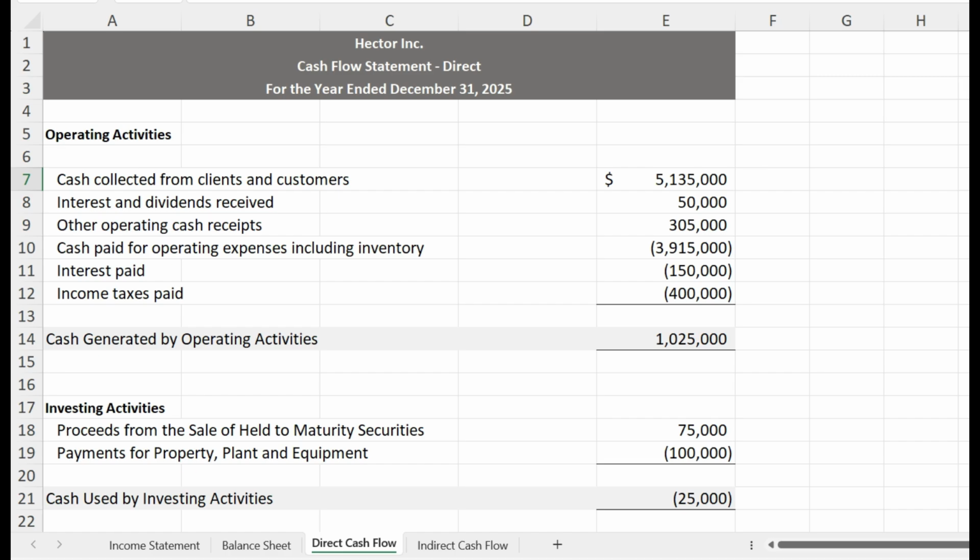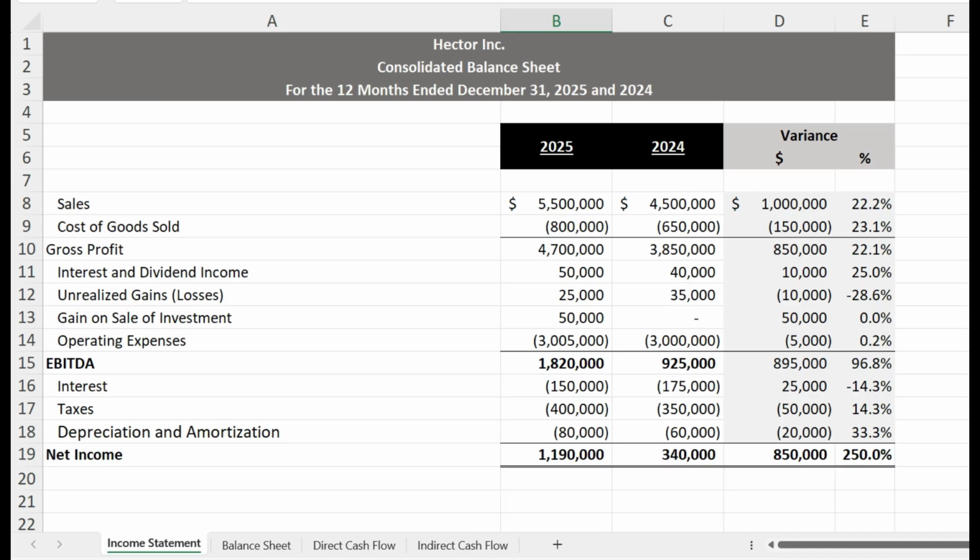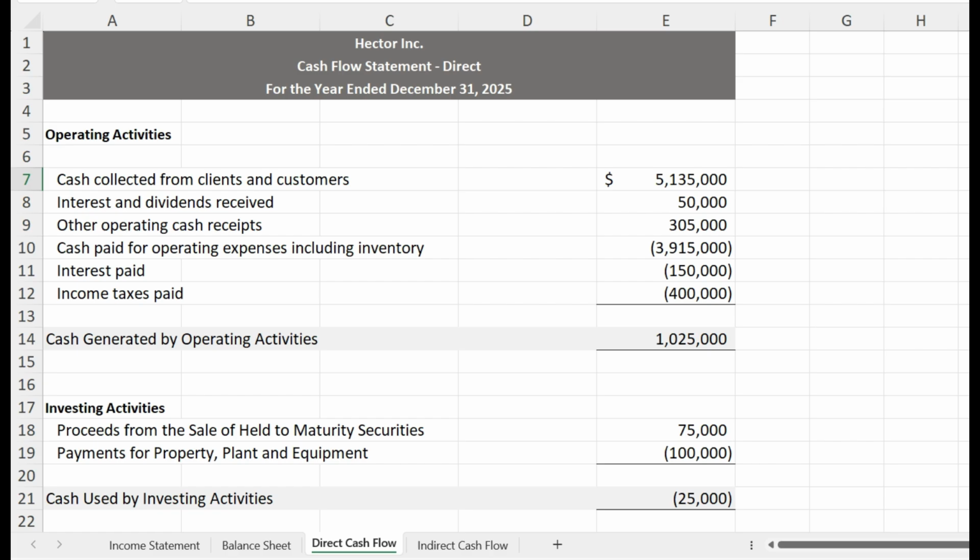My next item here is interest and dividends received. This is going to be a little bit easier. In this example, I do not have any accruals. There's no accrued interest or accrued dividends. We're going to take that number at face value from the income statement. That's where we're going to get that cash flow number.